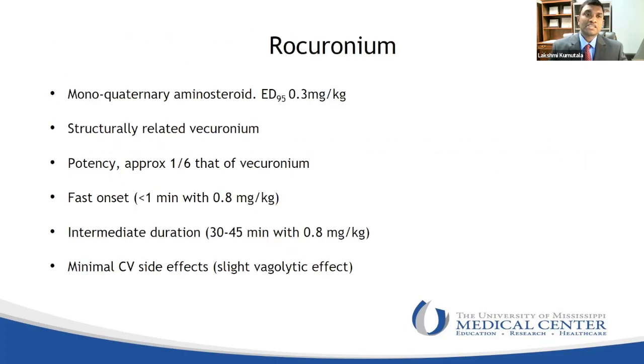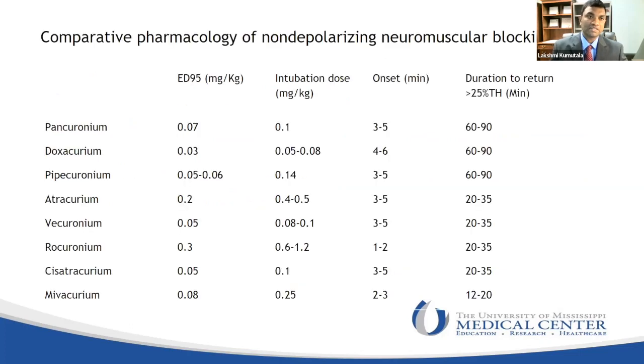The other medication is rocuronium. It is a monoquaternary aminosteroid compound. The ED95 is 0.3 milligram per kg, and it is structurally related to vecuronium, with a potency of 1/6 of vecuronium. But one of the major good effects of rocuronium is that it has a faster onset with higher doses. It acts similar to succinylcholine in onset, but the duration is like atracurium, 30 to 45 minutes, with minimal cardiovascular effects.